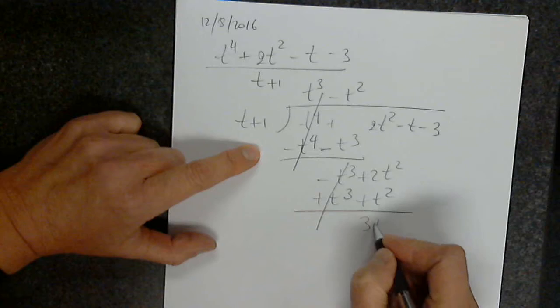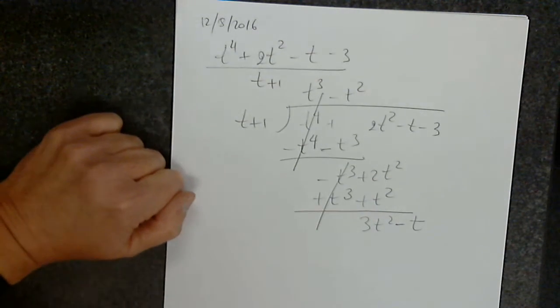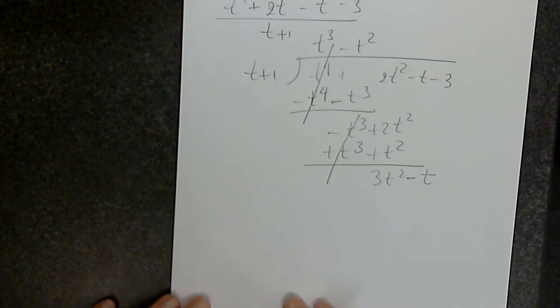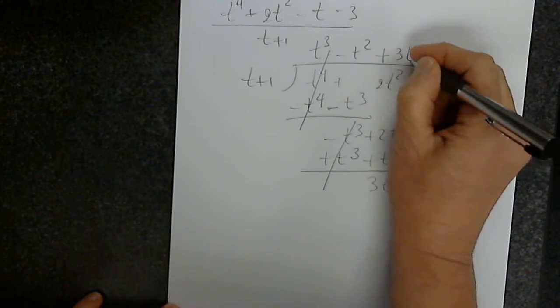So this is 3t squared. I bring down the next in line. Are you okay so far? Yes? Okay, now t times what is positive 3t squared? Positive 3t.